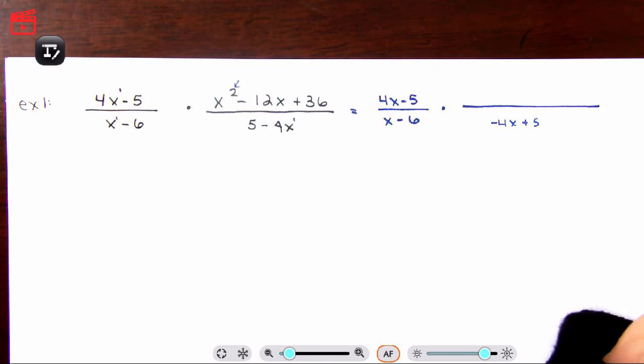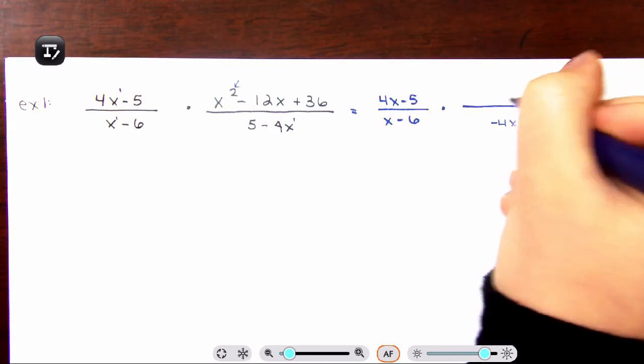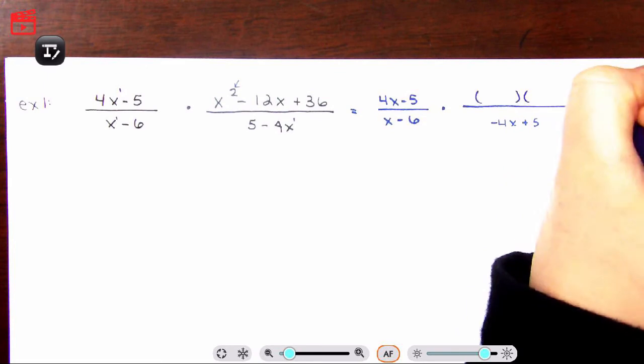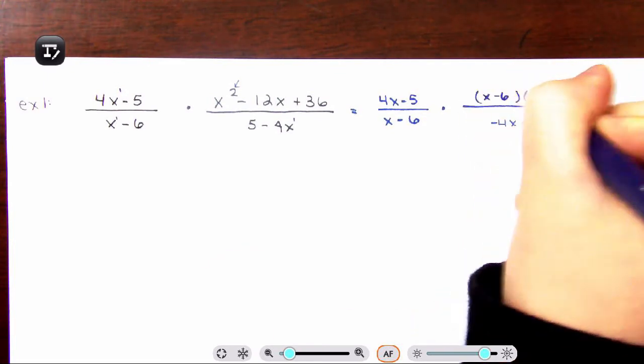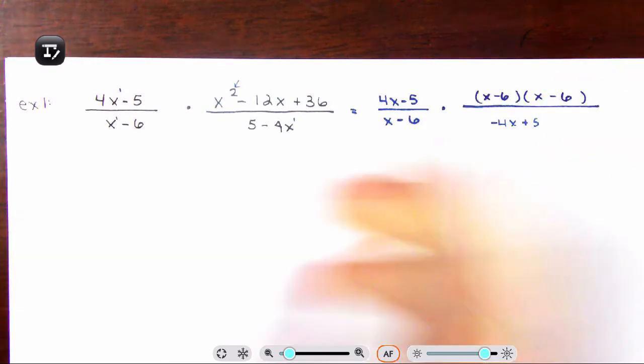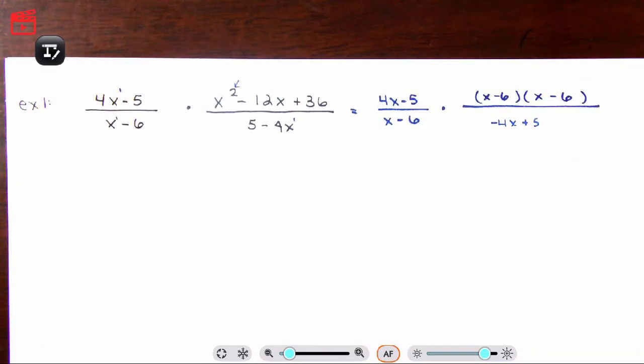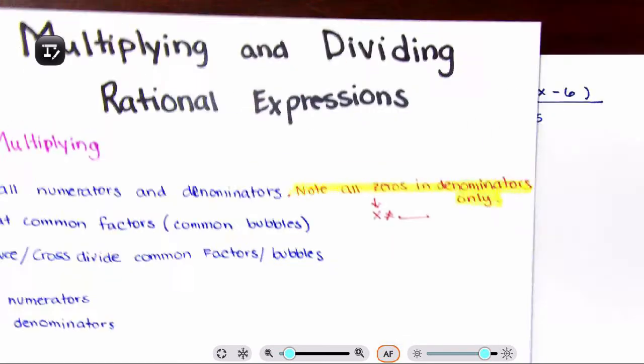You can do that. All right, so then let's factor this. Two numbers that multiply to 36, but when I add them give me negative 12. That's going to be x minus 6 and x minus 6. And so once we're done, we're going to divide out common factors. Ooh, before that, I even highlighted it in yellow.